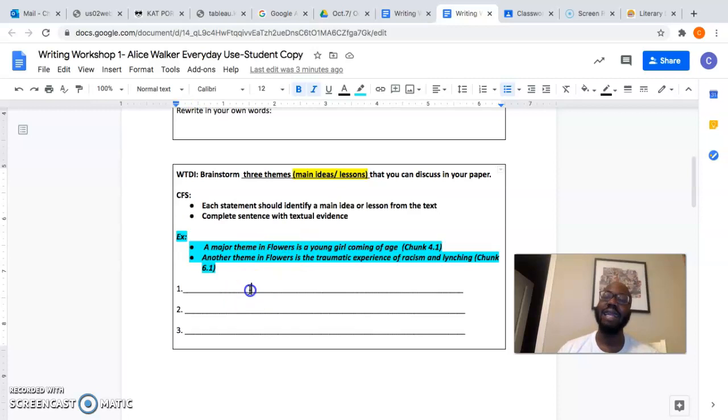What you're going to do is identify 3 themes from Everyday Use, and you're going to indicate the chunk number in the line. If the text I loaded doesn't have chunk numbers, it has paragraphs. So all you're going to do is count the paragraph and that'll be your chunk.